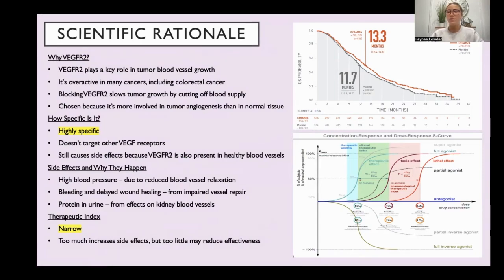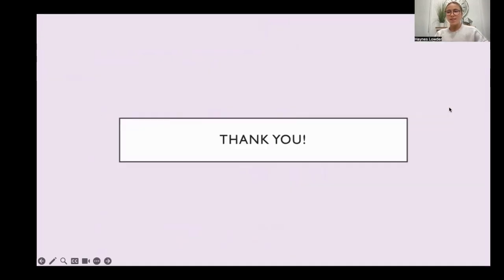In summary, Cyramza offers a targeted therapeutic option for patients with metastatic colorectal cancer, especially those with left-sided tumors or high VEGF expression. Although resistance remains a challenge, Ramucirumab contributes to disease control in cases where standard therapies, chemotherapy, have failed. Thank you.